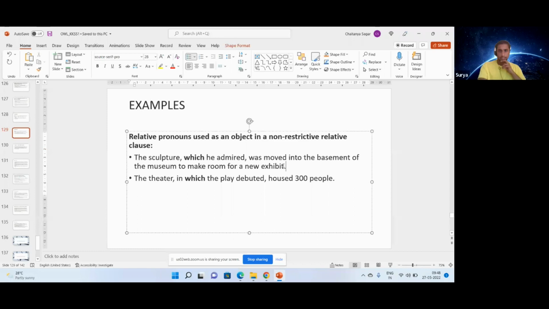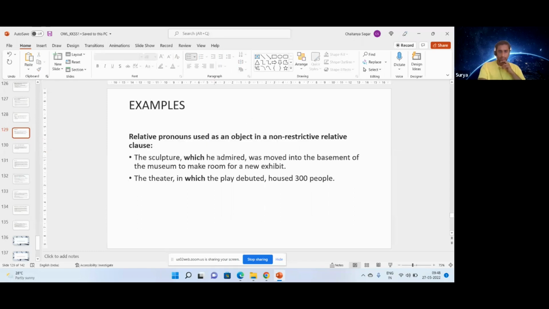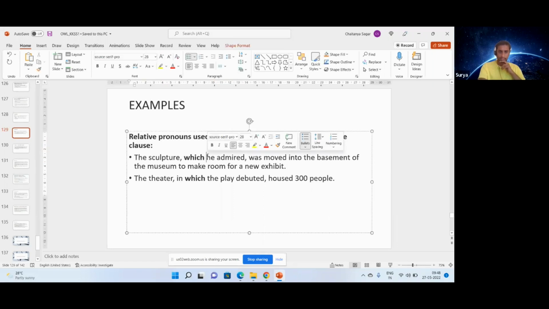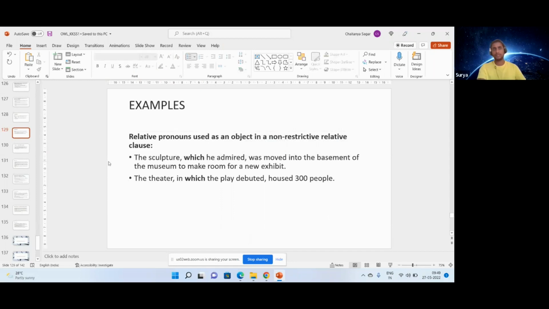Yeah. But I have taken this example directly from the OWL. So basically that is what they have given. So as per that, he is the subject here. Sculpture is an object. I think I have to look into it. Maybe some extra rules might have been put in. Maybe we have a combination of words together that make a subject. I'll look into it. Okay.